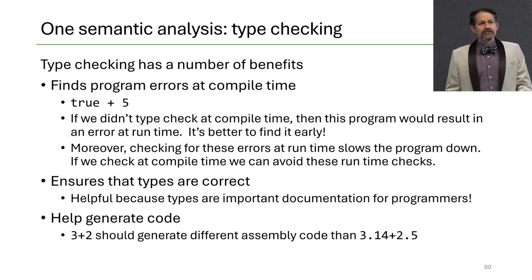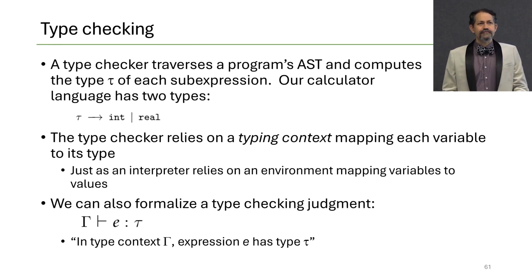Type checking also ensures that types are correct. This is helpful because types are important documentation for programmers. You'd like to know that the type annotation for an argument of a function really reflects what that function expects so that you can pass in the right kind of data to it. Finally, as mentioned in the previous slide, types help generate code. 3 plus 2 should generate different assembly code than 3.14 plus 2.5. We'll use either an integer addition operation or a floating point addition, respectively.